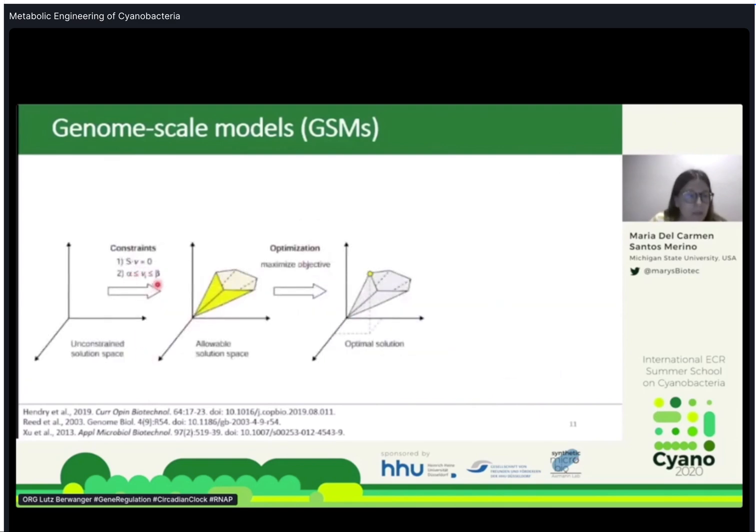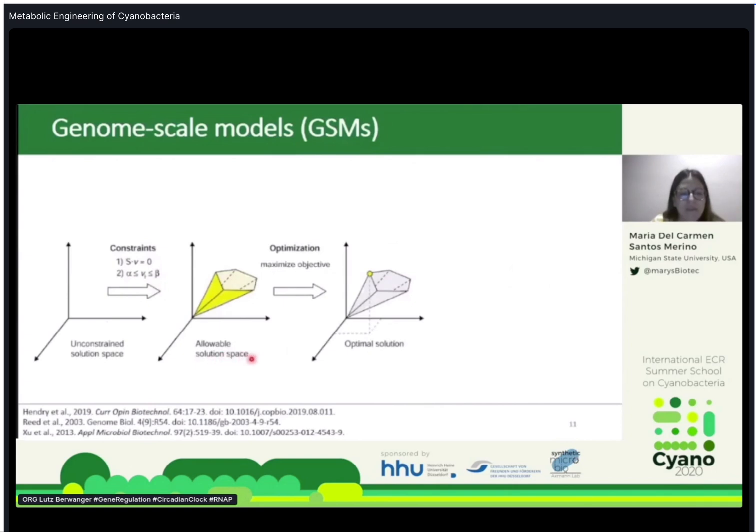One example we have here, in our metabolic model, we need to apply some constraints. In a steady state, the flux of all reactions in the cyanobacterial species is going to be equal to 0. We need to establish a lower and upper bound for some specific constraints. Normally, it could be the light intensity that we use in the production, or the CO2 percentage that we use. With these constraints, we are going to get an allowable solution space.